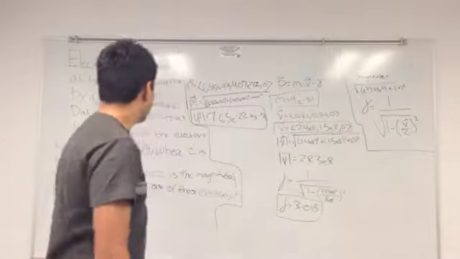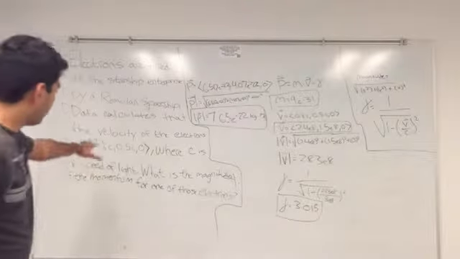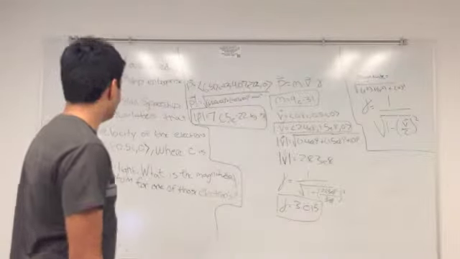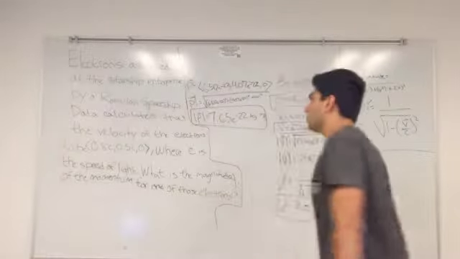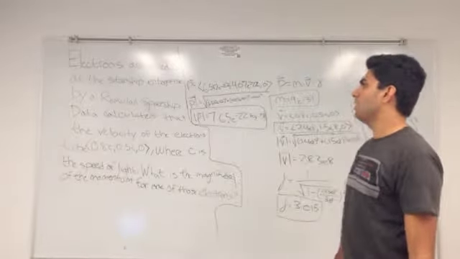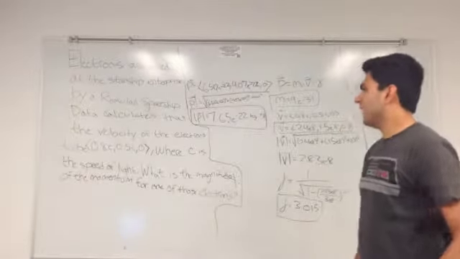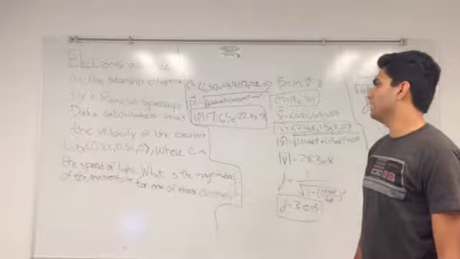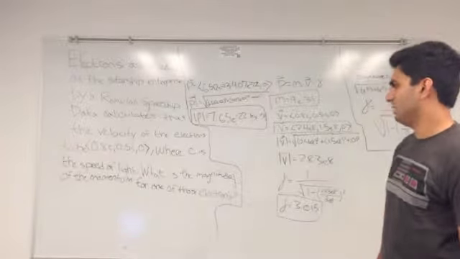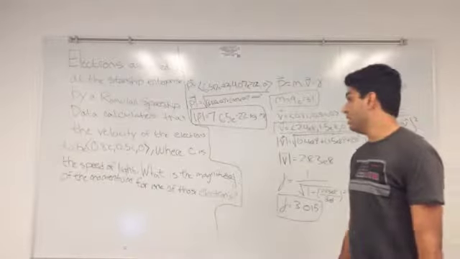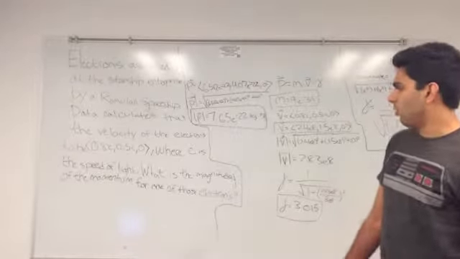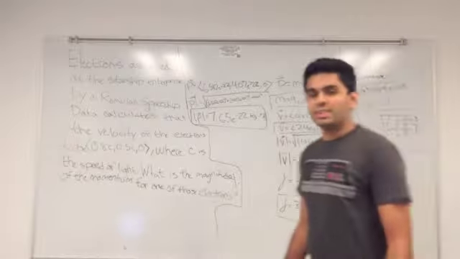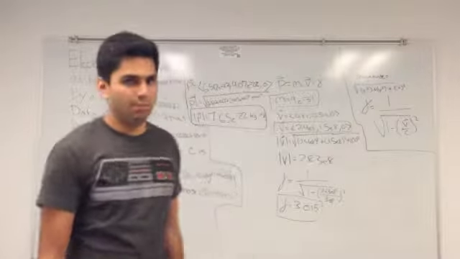So, the problem's split into two parts. I got the first part written on the board right here. I'm going to read it to you. Electrons are fired at the Starship Enterprise by a Romulan spaceship. Data calculates that the velocity of the electrons to be 0.8 c, 0.5 c, and 0, where c is the speed of light. What is the magnitude of the momentum for one of those electrons? So it's asking for the magnitude of momentum. That's what we need to know.